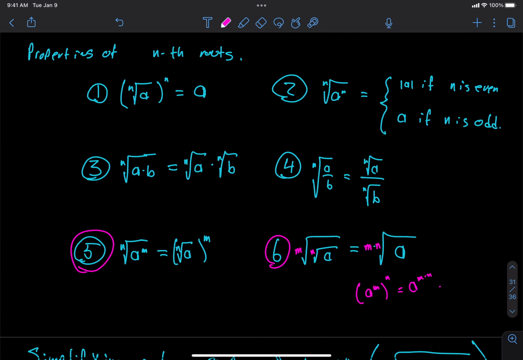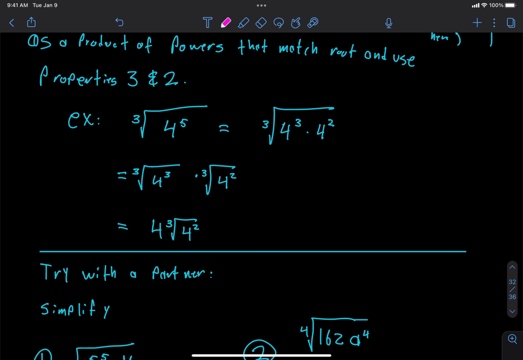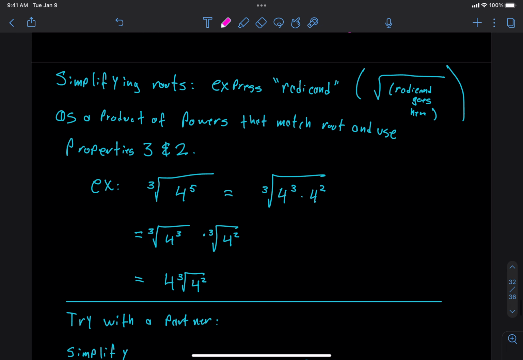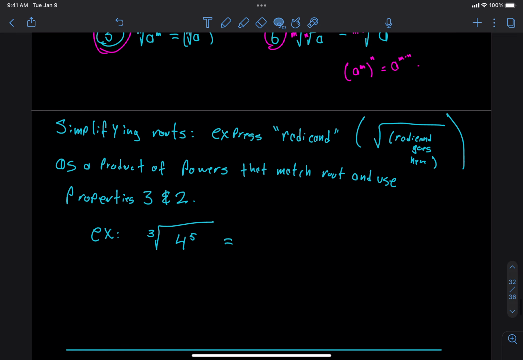Any questions on these properties? Okay, then let's do some practice here. So I'm going to do a simple one here to show you how we do this, and then we're going to do a little bit of work with a partner, okay?